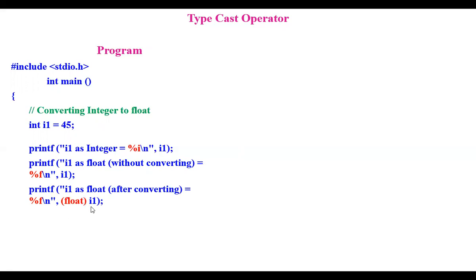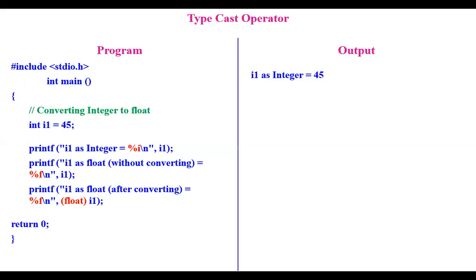Here, I am converting, right? I1 value, I am converting it to float. How? In front of it, within brackets, just write float. That means this integer value is to be converted to float. That is the meaning of it. Because it is a float, I want to display it as float. Now, let us see how the output will be displayed.